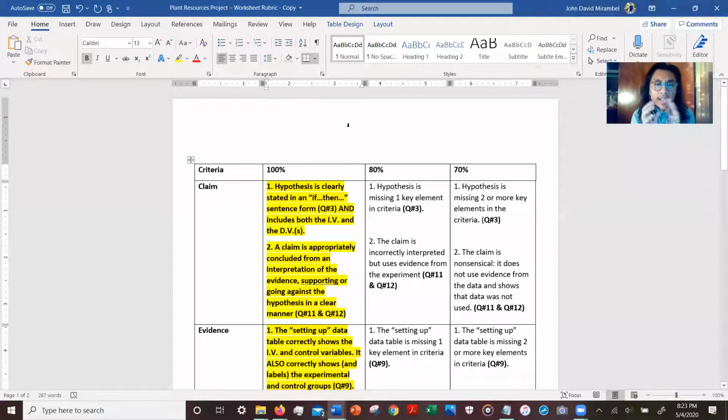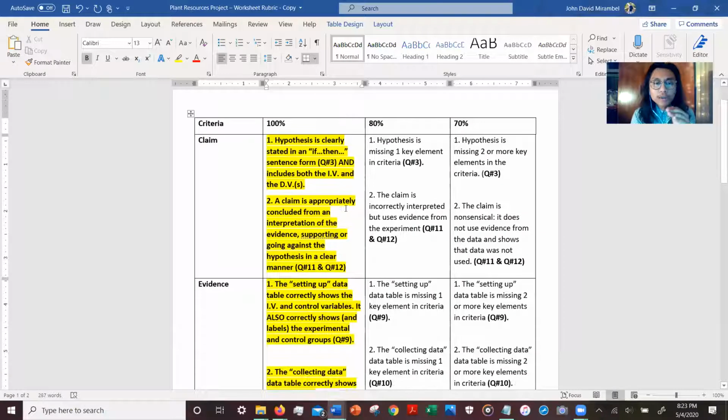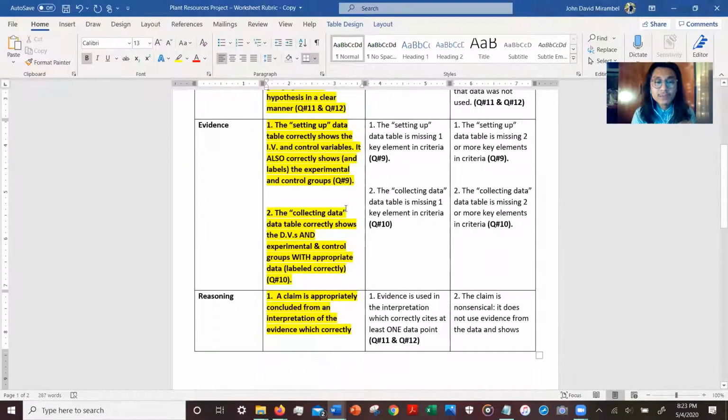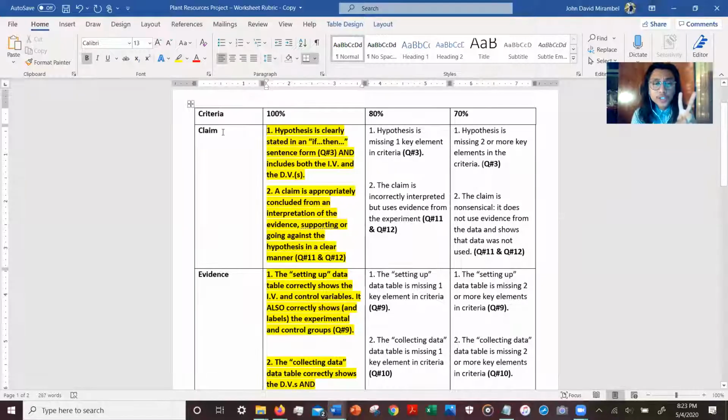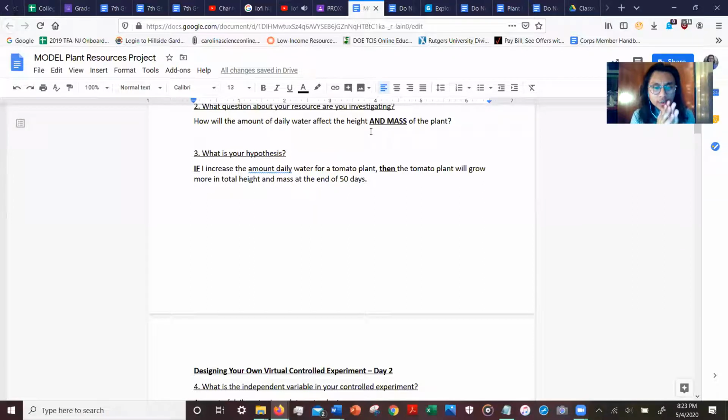So here, let's say I graded myself 100% across the board for my claim, evidence, and reasoning. There, I clearly show that that is the grade I give myself. But do I actually meet that criteria? Let's go ahead and find out. Claim has two parts. The hypothesis is clearly stated in if-then, and it includes both the independent and dependent variable. I look at my hypothesis in question 3. It has an if-then statement, and I also include my independent and dependent variables in that hypothesis. I check that off on the mark.